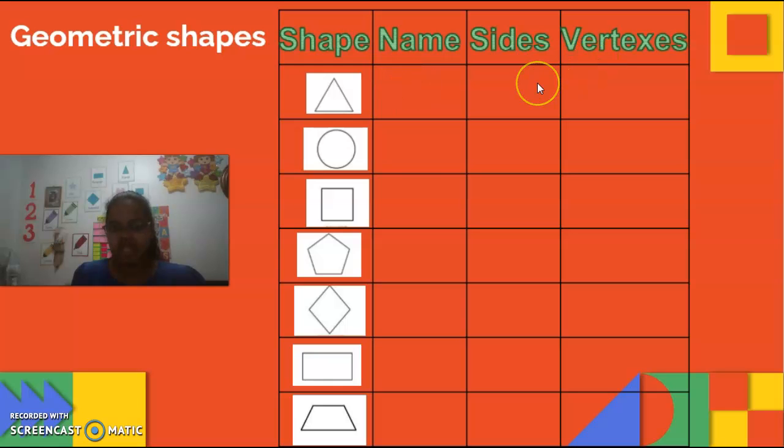Triangle. How many sides does the triangle have? 3. 1, 2, 3. How many vertices does it have? 1, 2, 3. Remember that the vertices are these ones. This one is a vertex, this one is another vertex. And you're going to do the same with the rest of the shapes.